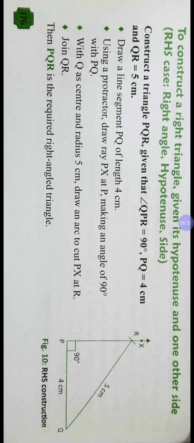Now we will take a compass of 5 centimeter, and from point Q we will cut the line PX with the help of the compass. Where this arc cuts the line will be our point R, and we will join point R to Q. The given triangle will become our required triangle. So PQR will be our RHS, right angle, hypotenuse, side triangle.